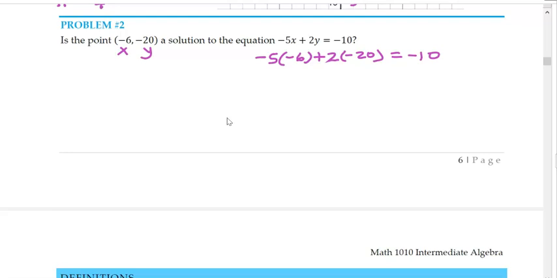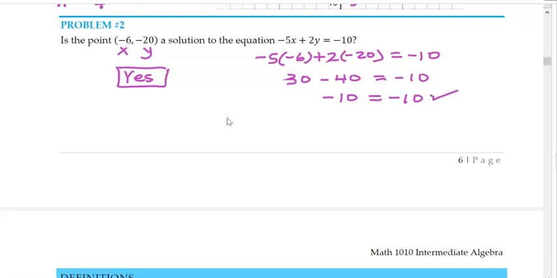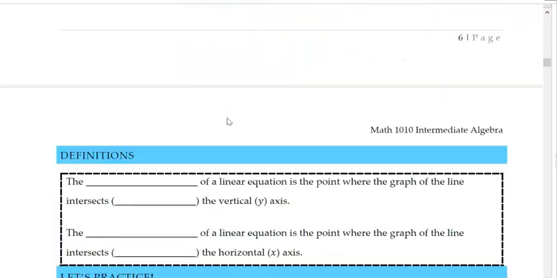So -5 times -6 is +30, and then 2 times -20 is -40. And we're trying to determine if that equals -10, and 30 minus 40 is -10. So since -10 equals -10 here, that means that yes, this is a point on that line. It is a solution for this.